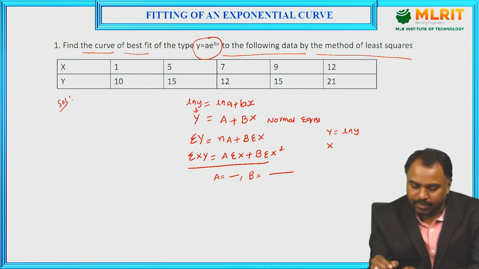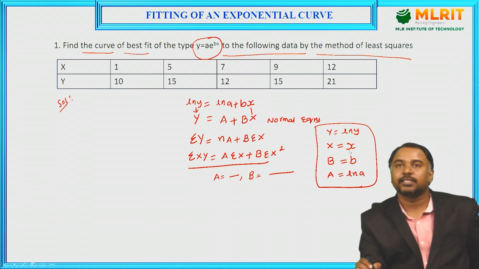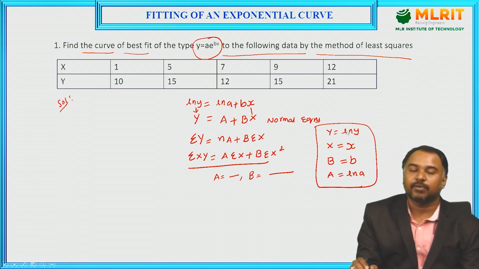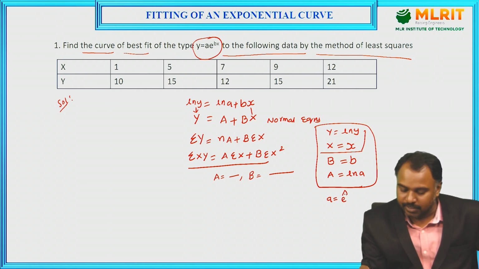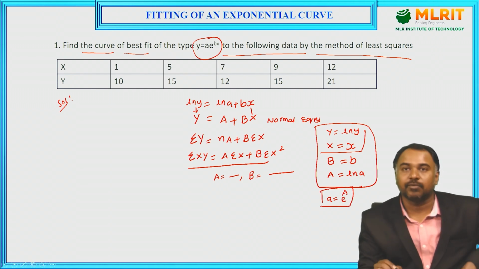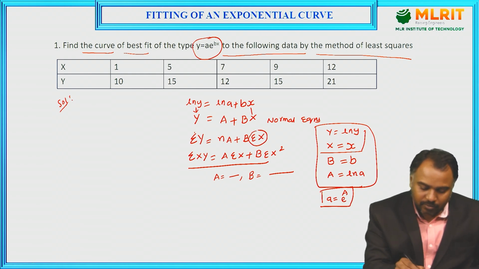Capital X and small x are the same. Capital B and small b are the same. Capital A is equal to ln a. Using this, from the given data small x, small y, we find capital X and capital Y using these conversions. Small a is required, and as I discussed in the previous slide, it is e power capital A. Accordingly, based on these requirements, I am going to construct the table.